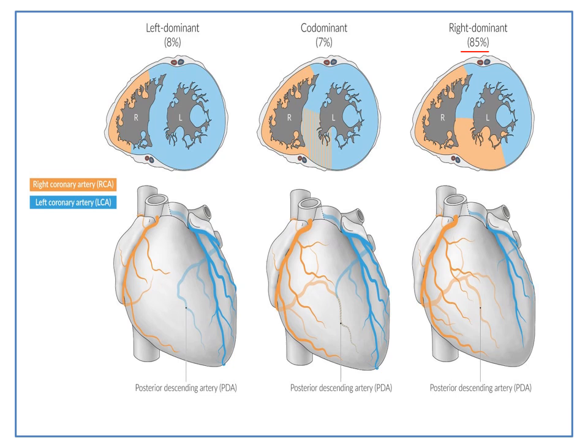And then finally, we have codominance. Codominance is when we have both the left and right coronary arteries, that's the right coronary artery and the left circumflex branch of the left coronary artery, together forming the posterior interventricular or posterior descending artery, as shown here. So this is the posterior descending artery coming from two sources, from the right side and from the left side. And we see codominance in about 77% of individuals.